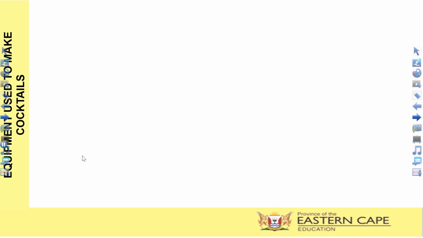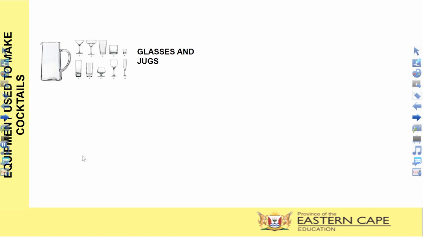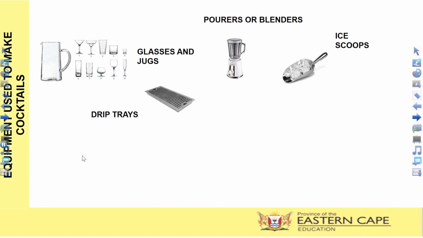Different equipment is used when you're making cocktails. Just like we've looked at the different mixing methods, when you're stirring, you'll use different equipment. When you are shaking the cocktail, you use different equipment. When you are blending it, you'll use different equipment, as well as when you are building the cocktails. You use glasses or jugs, and I've got an illustration there for you. You can use pourers or blenders, ice scoops, drip trays. This basically just keeps the bar area clean, and also ensures that there's no spillage that can cause any accidents, and that will assist the barman quite a lot.